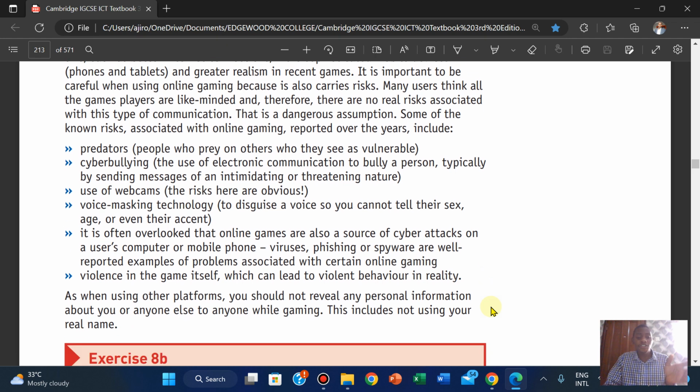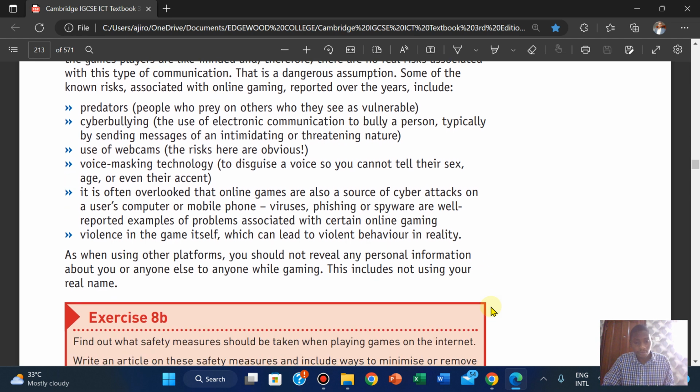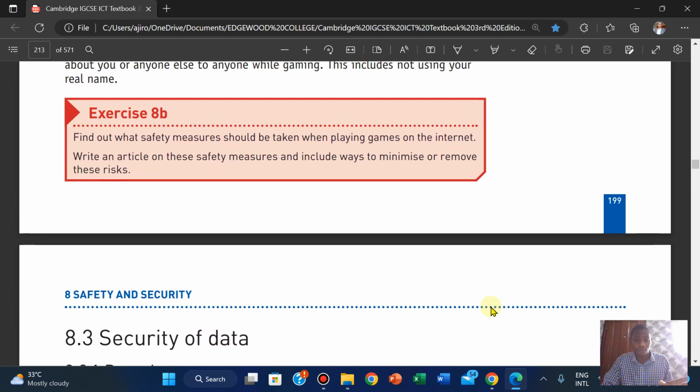As when using other platforms, you should not reveal your personal information. Even when you're using online gaming, don't reveal personal information about you or anyone else while you're gaming. You're there to have an experience, play, connect, but don't reveal your personal information. Please, it's very, very important.